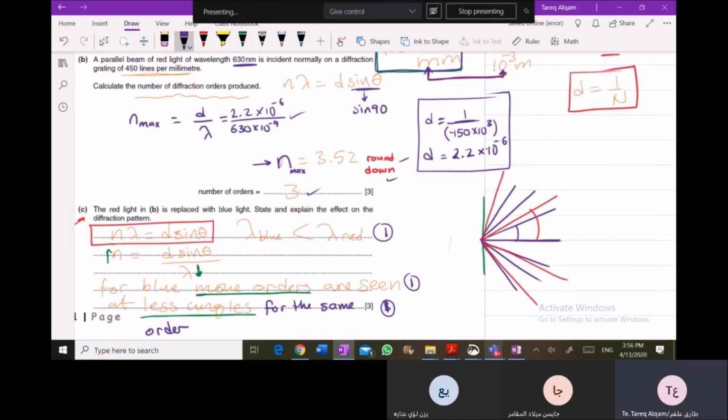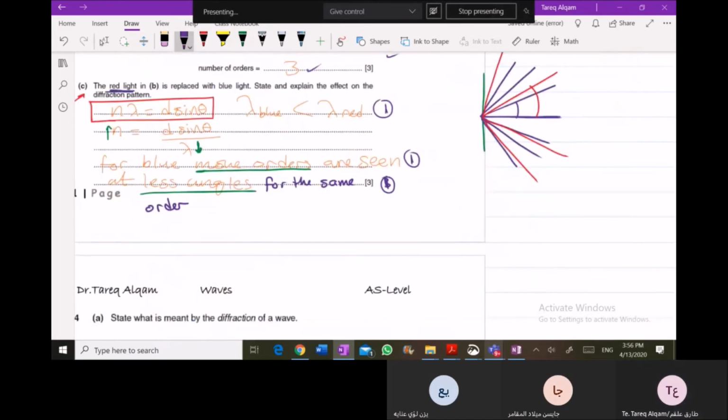Now here, instead of red light, I used blue light. Another student or another experiment is carried out, but using a blue light. State and explain the effect on the diffraction pattern. So we want to see what happens to the diffraction pattern. I used this equation to interpret that. Look with me for a moment.